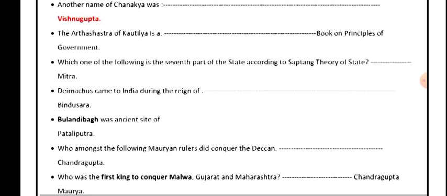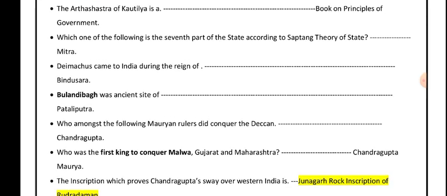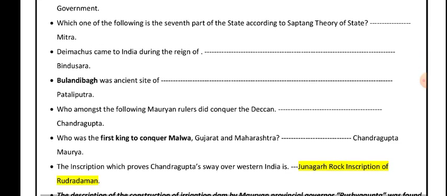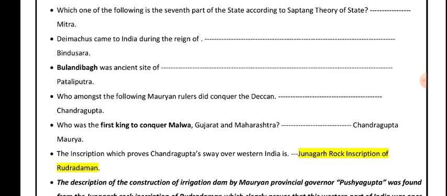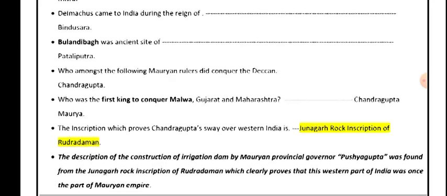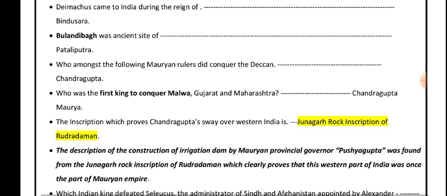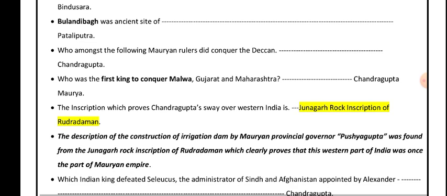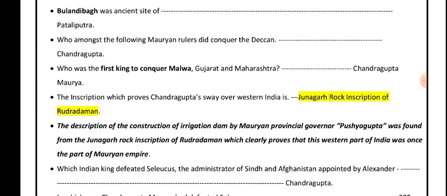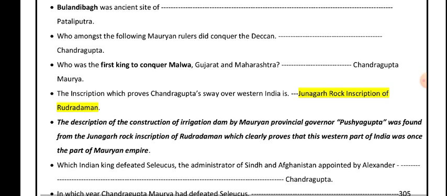Another name of Chanakya was Vishnugupta. The Arthashastra of Kautilya is a book on the principles of government. Which one of the following is the seventh part of the state according to the Saptanga theory of the state? Mitra. Deimachus came to India during the reign of Bindusara. Bulandibagh was an ancient site of Pataliputra.